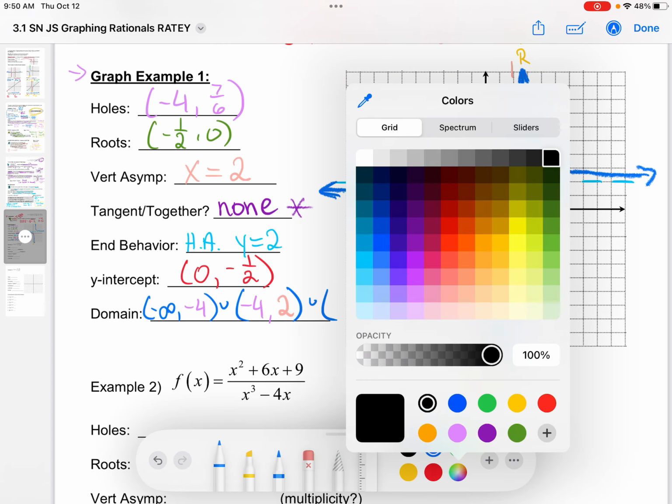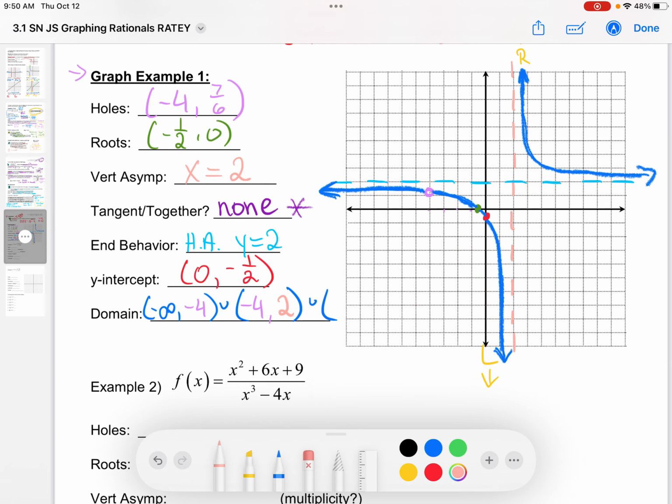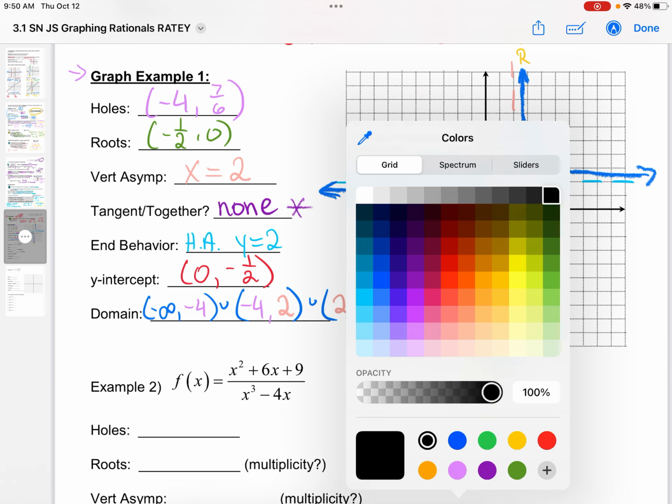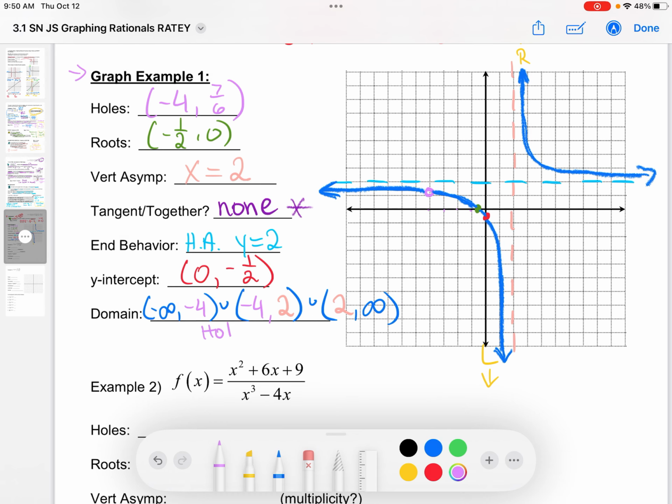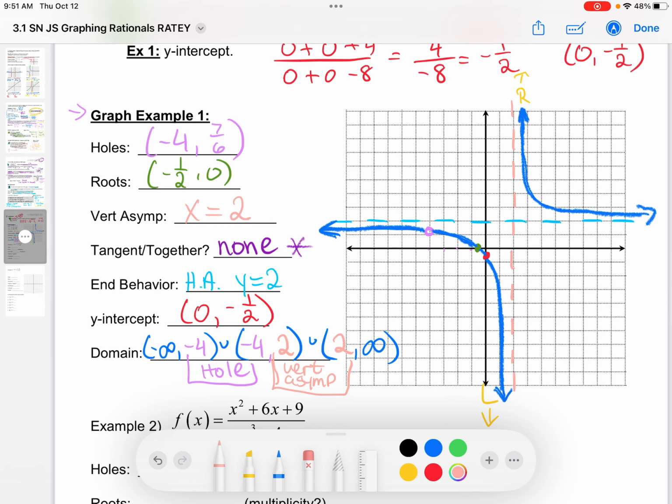So we break again at 2. Union, open a new interval. We start over again on the other side of 2. And we go to positive infinity. Because of the hole and the vertical asymptote, we have breaks in the domain. A hole causing this break at -4 and a vertical asymptote causing the break at 2.